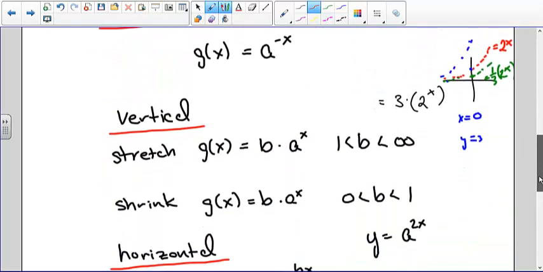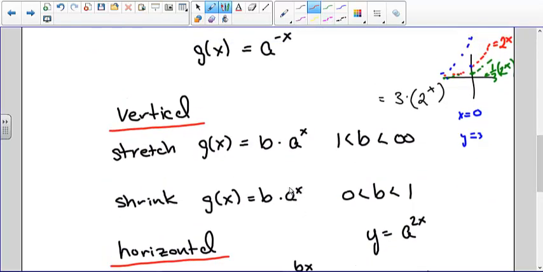And then you've got stretching. So vertically stretching it, you multiply by a constant, which is between 1 and infinity to stretch it, and between 0 and 1 to shrink it. If it's equal to 1, it doesn't change at all. So if you had 3 times 2 to the x, that would be stretched. If you had 1/3 times 2 to the x, that would be shrunk.